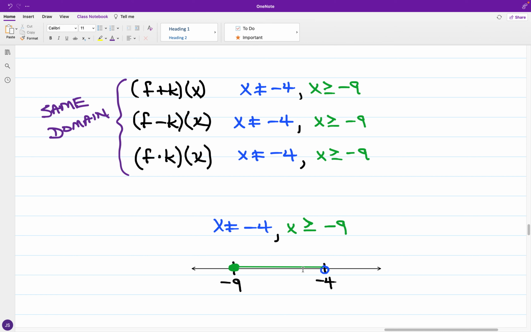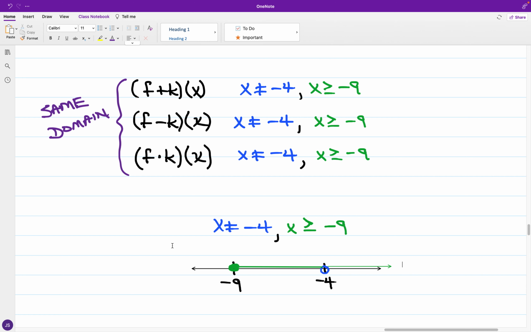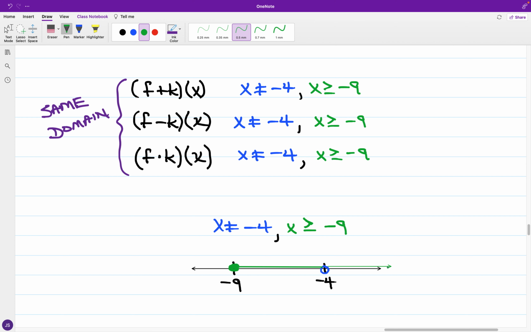Okay, so this would be the first bit of activity that will satisfy both f of x and k of x. And once we get past negative 4, then we have the formation of the rest of the elements that will define the domain of not only the sum but also the difference and the product of f of x and k of x.